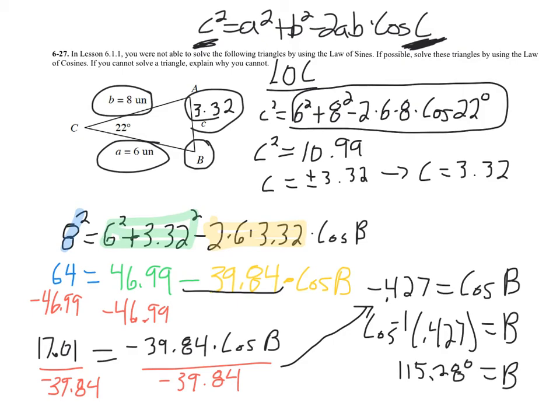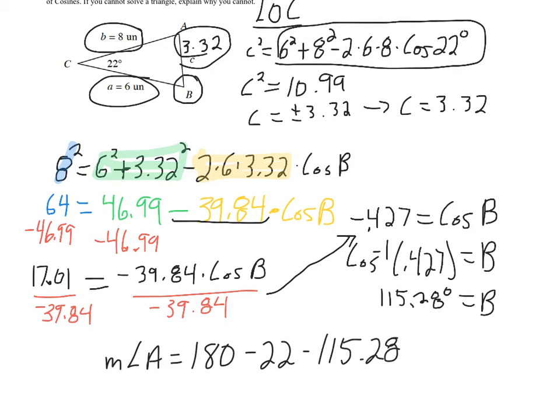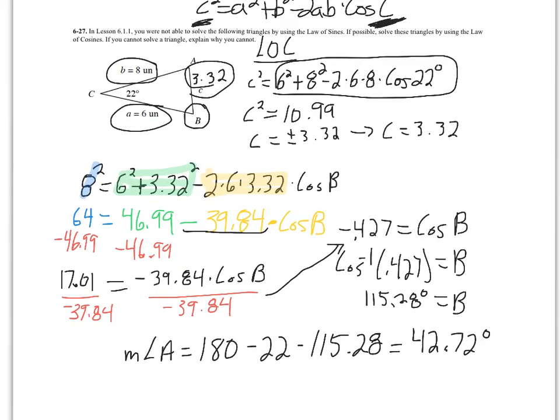Now with B being 115.28 and C equaling 22, the measure of angle A equals 180 minus the 22 minus 115.28, giving us an angle measure of 42.72 degrees for angle A. So that's using strictly your law of cosines and the triangle sum property to find missing sides and angles in a side angle side situation.